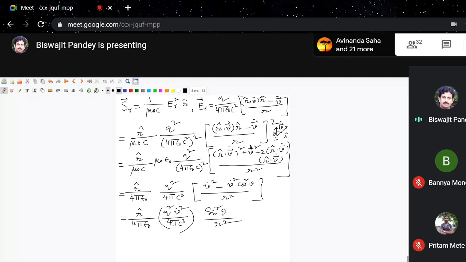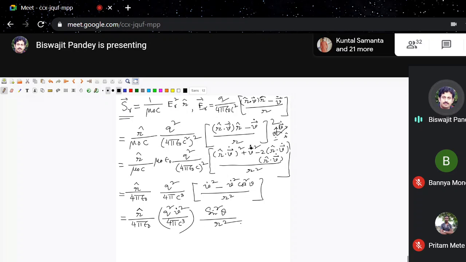This is acceleration, V dot is acceleration. So you see, if I ask you what is the direction along which the radiation is emitted from this moving point charge? This is the pointing vector S_R. It is a vector, of course, I told you that is along the radius vector, but it has a theta dependence. You can see clearly from here.